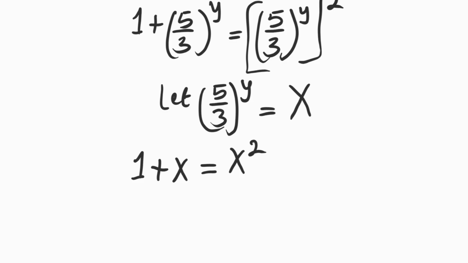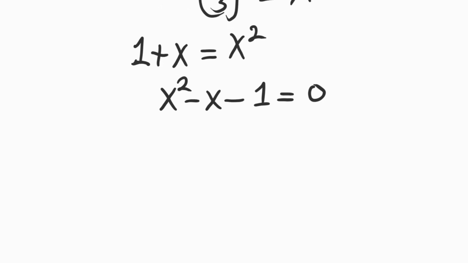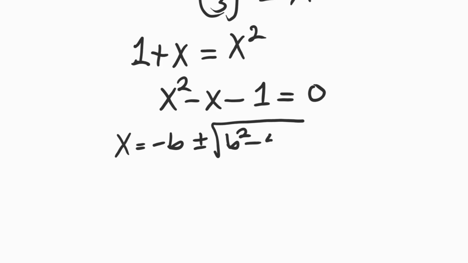So now we can move what we have on the left-hand side to the right-hand side, and then it becomes x squared minus x minus 1 equals 0. Now, in order to solve for the value of x, we need to employ the quadratic equation formula, which states that x is equal to minus b plus or minus square root of b squared minus 4ac, divided by 2a.